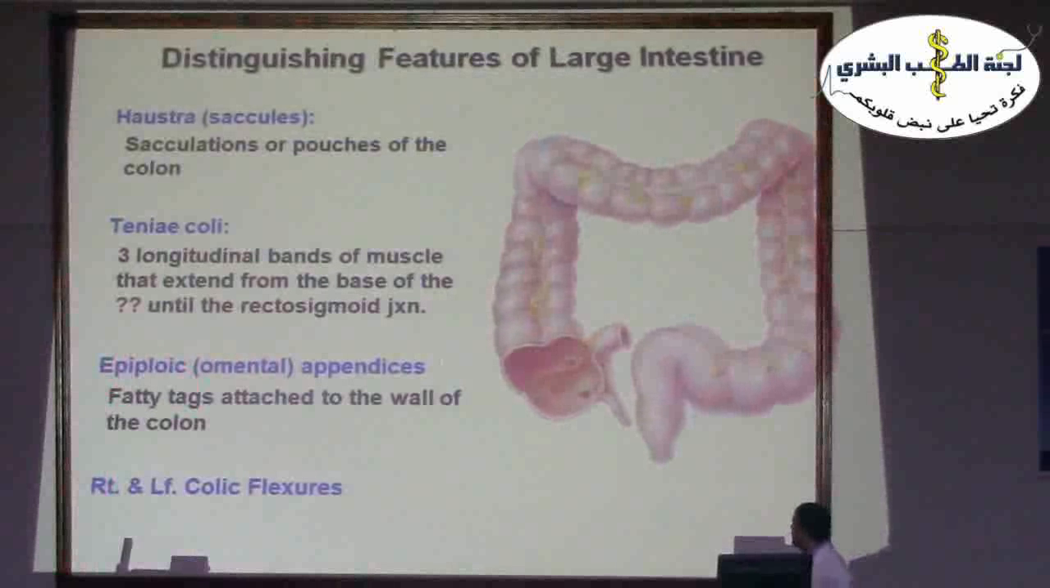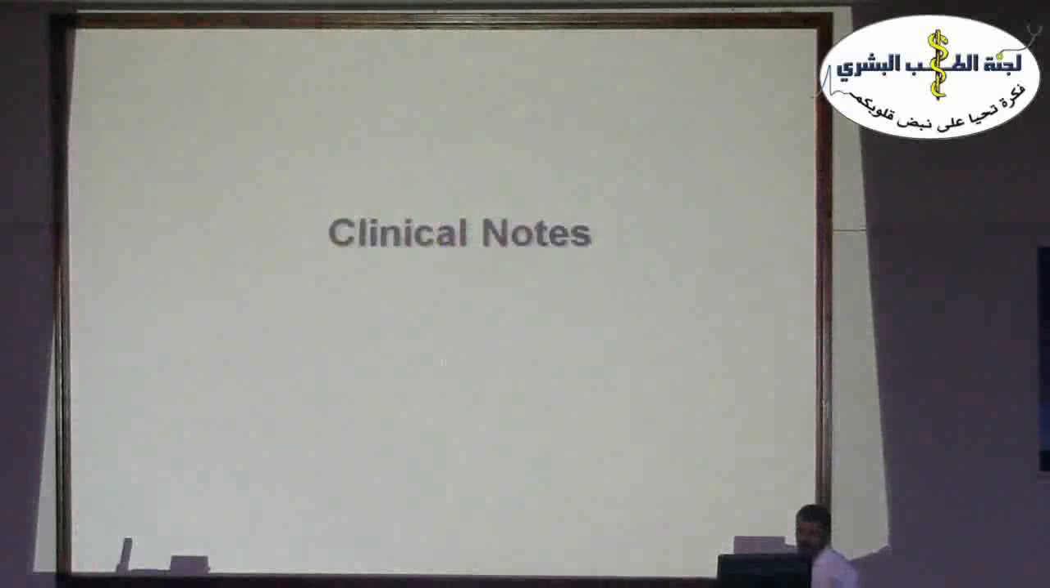And it can be distinguished by the flexures. Flexures means the curvatures here. Right colic flexure between the ascending and transverse colon. The left colic flexure between the transverse and descending colon.